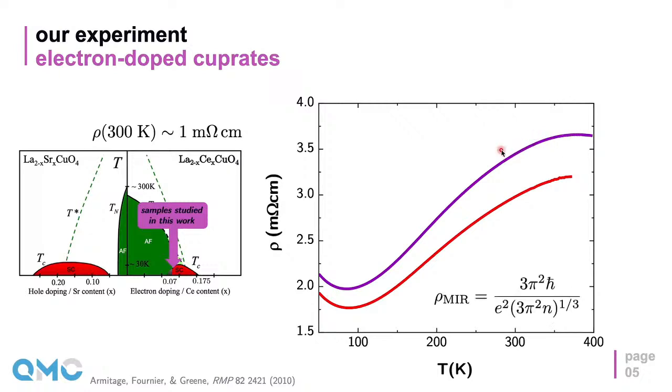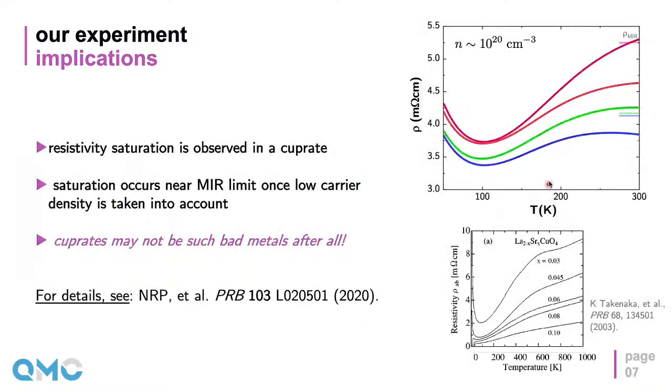And if we now, again, very roughly estimate this Mott-Ioffe-Regel limit, using the experimentally determined carrier density of each sample, we find what's actually a remarkable agreement between this experimentally observed saturation resistivity and this calculated Mott-Ioffe-Regel limit. And we see this for a very wide range of carrier concentrations, and there's actually an inkling that similar physics might be at play in hole-doped cuprates.